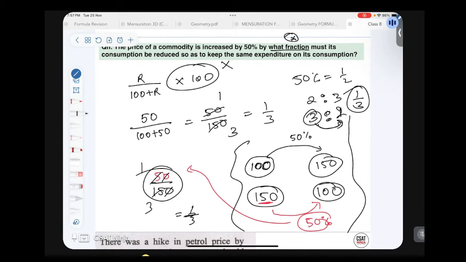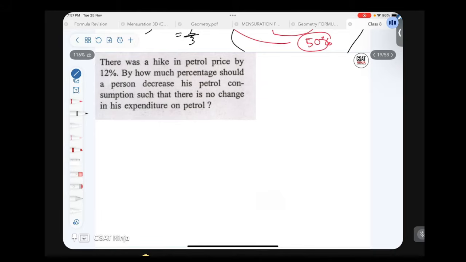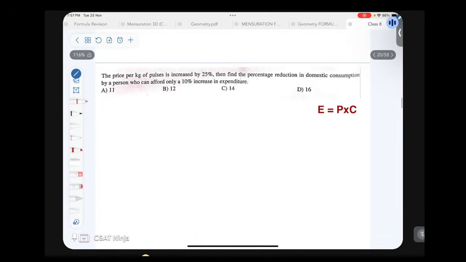So different people, different approaches, but for safety, you can memorize this formula. Okay, let's try one question. I'll give this one as homework. Same question. It's about a petrol price and a certain percentage increase. So you just need to find that. That's the only thing. Okay, I won't do that.